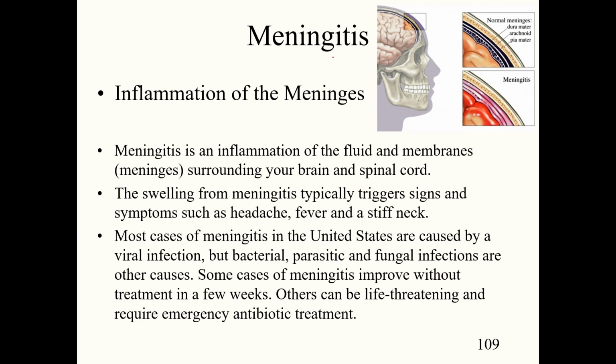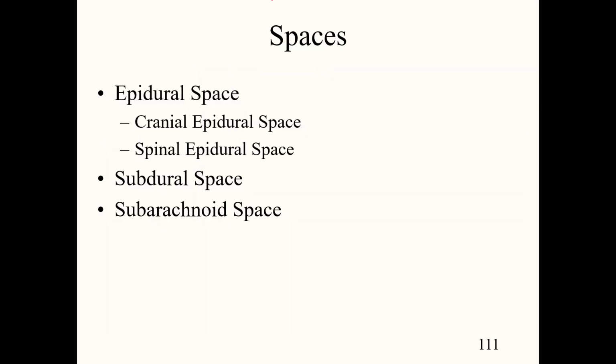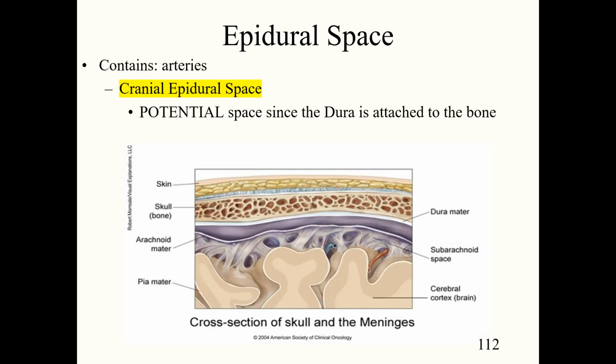Now, meningitis, itis means inflammation, so this disease is inflammation of the meninges. So if you've ever heard of meningitis, that's where that name comes from. It's inflammation of the meningeal layers. There's a 2-minute neuroscience video on the meninges if you want to take a look at that. Now, here are your spaces. Now, as far as the cranial and spinal epidural space, I'm not going to differentiate those on the test. I'm just going to call it the epidural space, subdural space, and subarachnoid space.